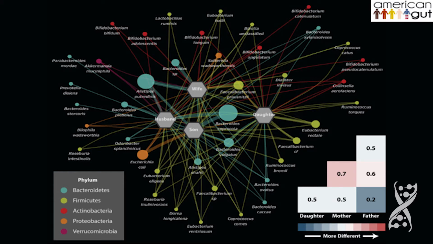We've been looking at allergenic children in the American Gut Program. And this kid here, the little hexagon that says sun, that person is highly allergic to virtually everything.